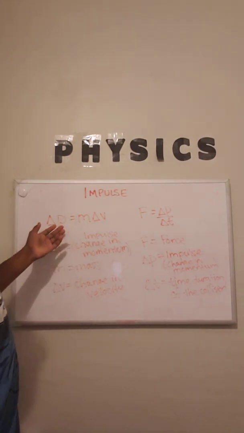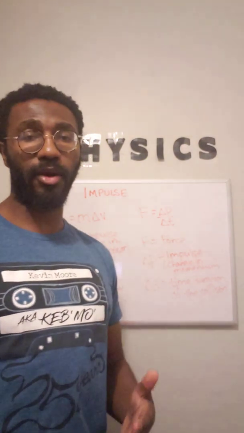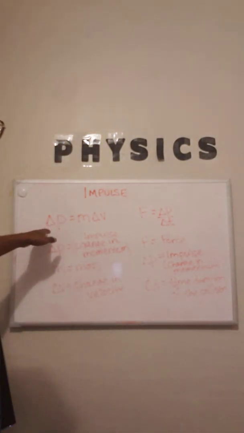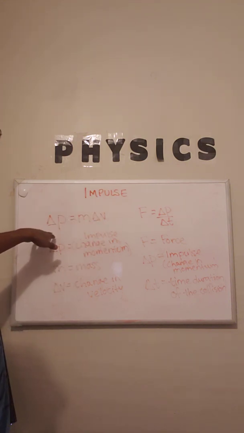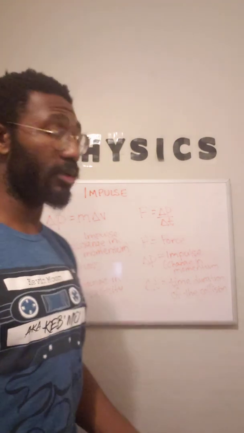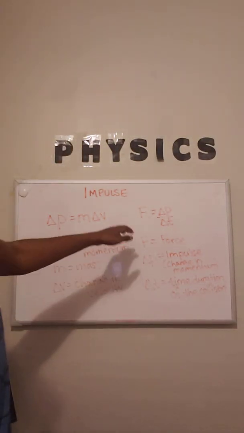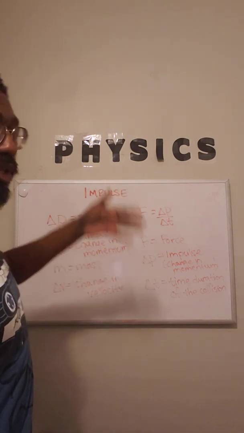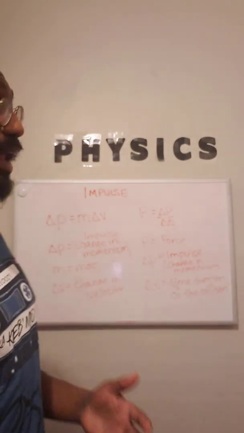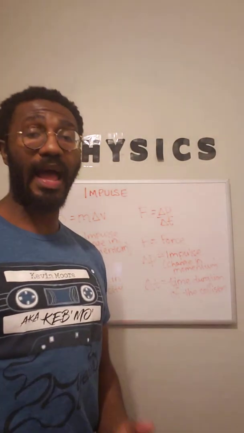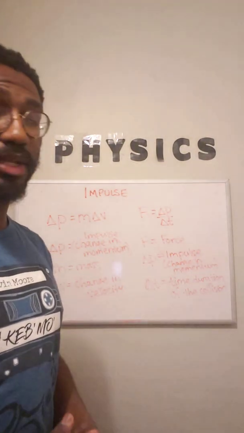This impulse equation helps us see how impulse and velocity are related. If you have a larger impulse, you're going to have a larger change in velocity. If you have a smaller impulse, a smaller change in your momentum, you're going to have a smaller change in your velocity. So the larger the impulse, the more the change in velocity. The smaller the impulse, the smaller the change in velocity. Now, that helps us a lot, because we can understand how much our momentum is changing.